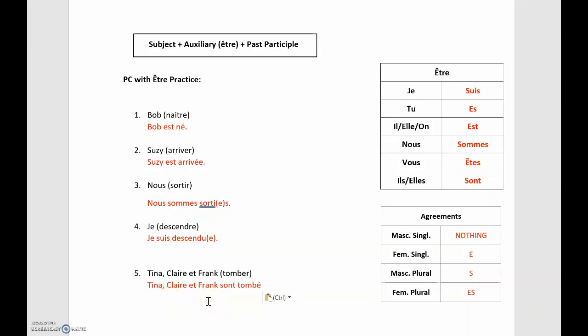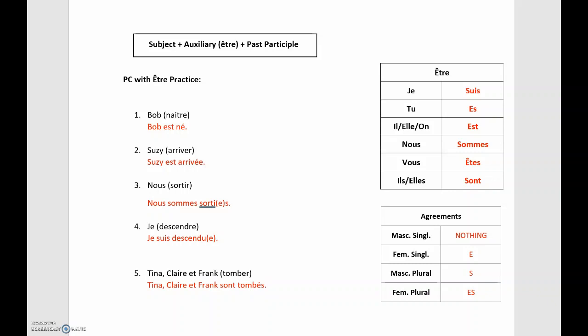Now, if you remember me talking about adjective agreements in the past, you'll know that even if you have a group of like 1 million girls, if there's 1 dude in that group, the group itself is considered masculine. So I am not going to be adding an ES. It's not a feminine group, even though it's majority females. I will, however, be adding an S on the end because there are multiple people in the group. Tina, Claire, et Frank sont tombés with an S on the end, and there you have it.